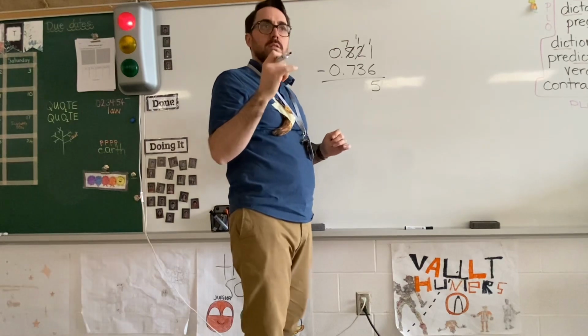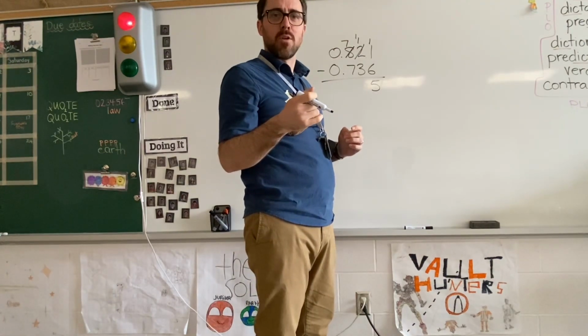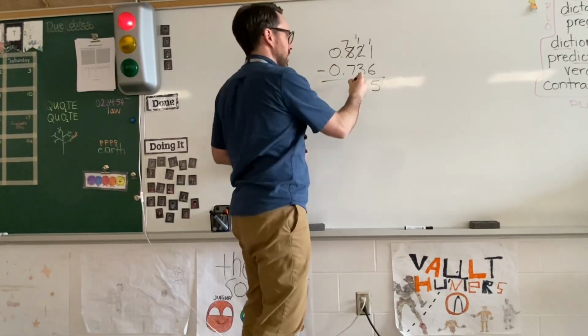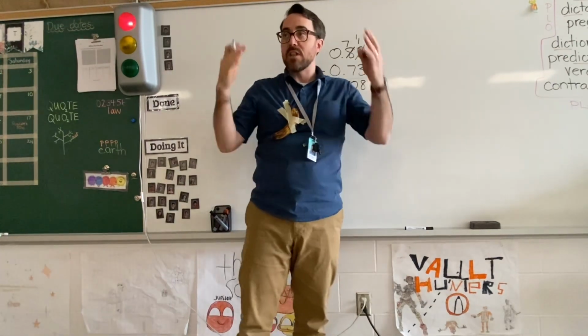11 subtract 3 is 8, and then 7 and 7 is 0. So 0.085. Okay, that'll always work if you line up decimal places.